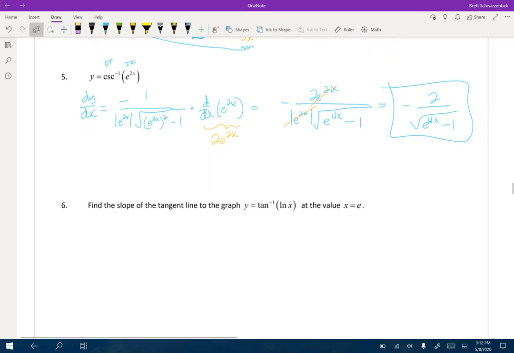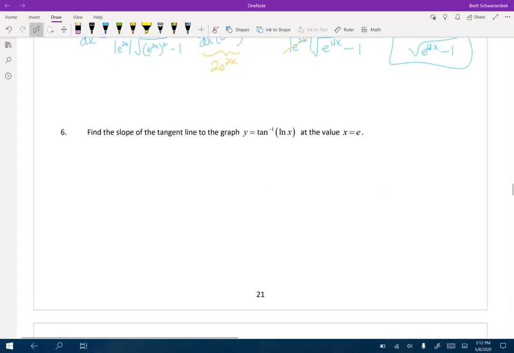Okay, so last problem. So in this section, I told you it'd be pretty quick. It says find the slope of the tangent line to the graph y equals tangent inverse of the natural log of x at the value x equals e. Okay, so this is one of those problems that probably gives people a little bit of indigestion just looking at, but remember, I did bring back equation of the tangent line a couple sections ago. This is actually just looking for the slope, which means all we have to do is find the derivative and then plug in the value of x in order to determine the slope of the tangent line.